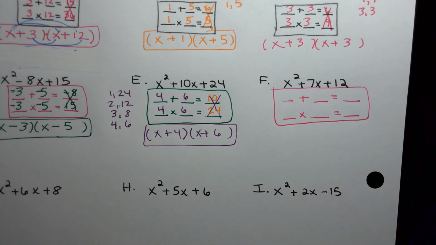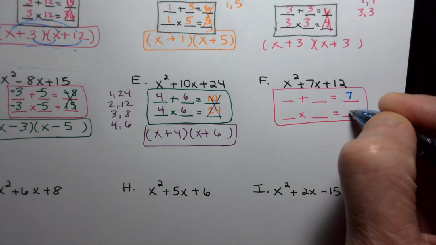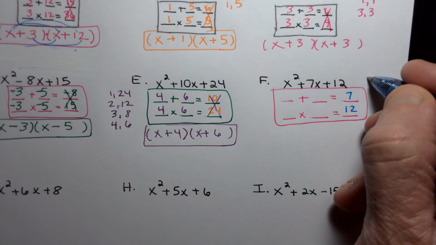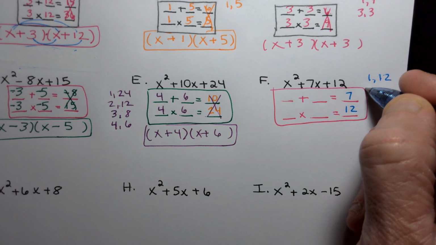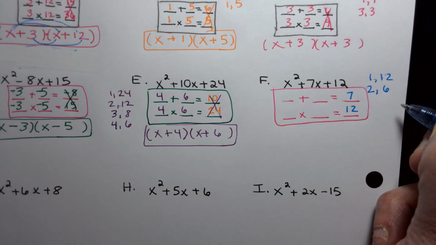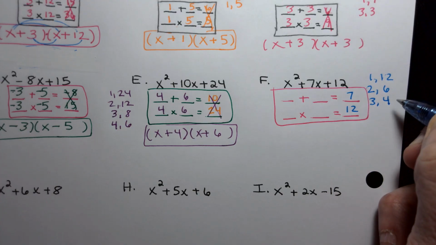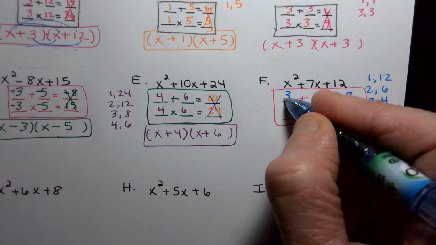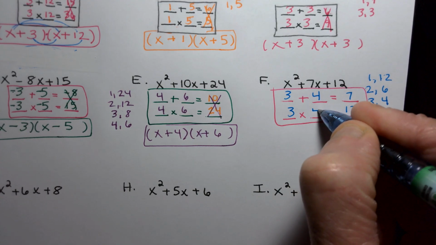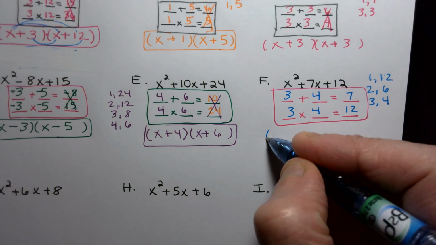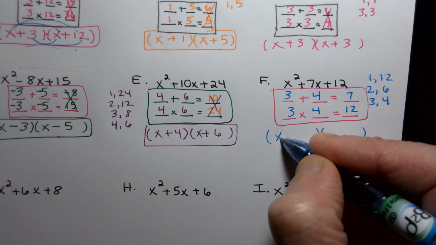That's fine. And then we have 7 and 12. Multiples of 12. 1 and 12. That's not going to work. 2 and 6. 3 and 4. 3 plus 4 is 7. Nice. See, that's why these are kind of fun, is you're just trying to think of these like a number puzzle. Now we can make our parentheses, put our x in.